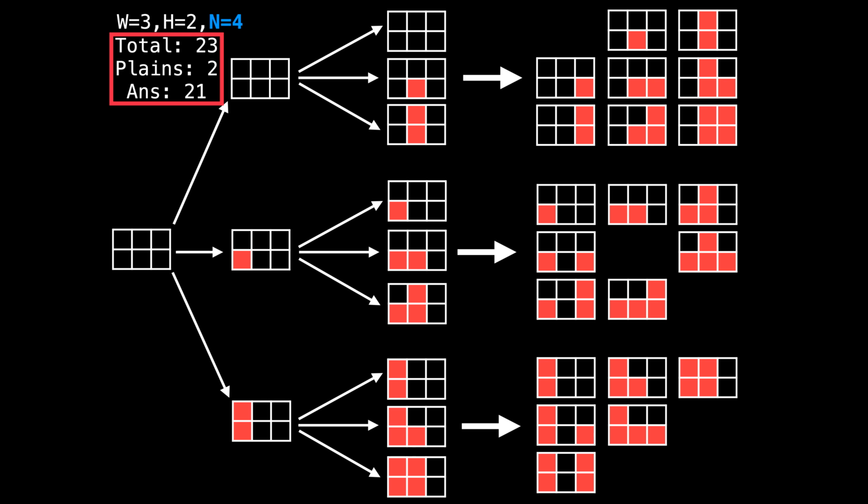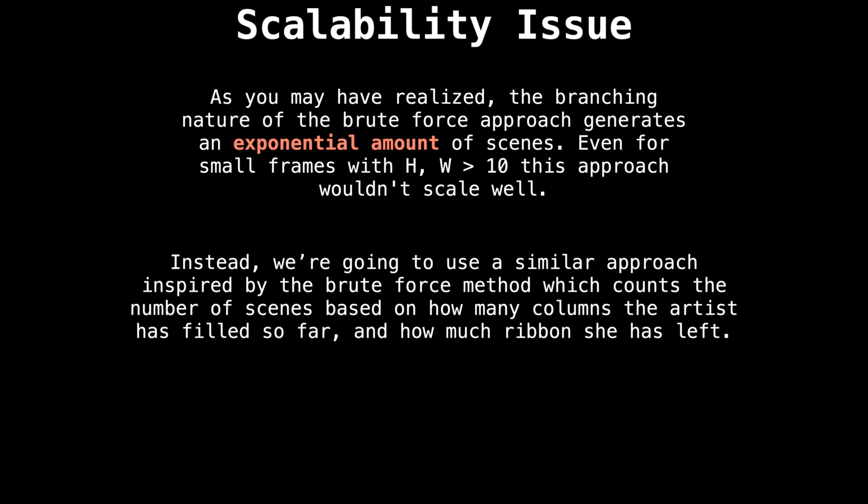From the last example, you may have realized that the branching nature of the brute force method leads to an exponential number of scenes. So even for very small frames where the width and height are greater than 10 or so, this approach wouldn't scale well. Instead, we're going to use a very similar approach to solve this problem inspired by the brute force method. This new method counts the number of scenes based on how many columns the artist has filled so far and how much ribbon she has left.